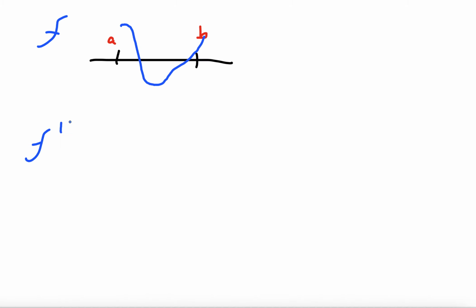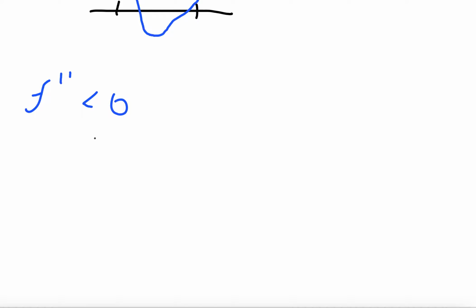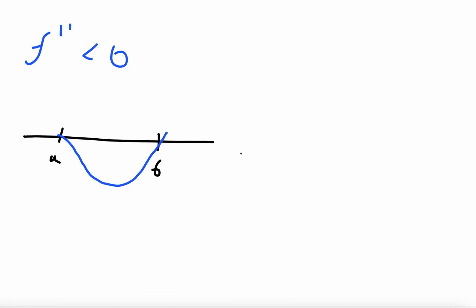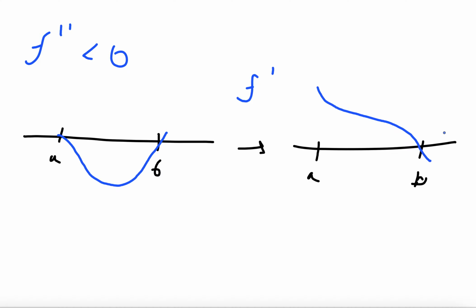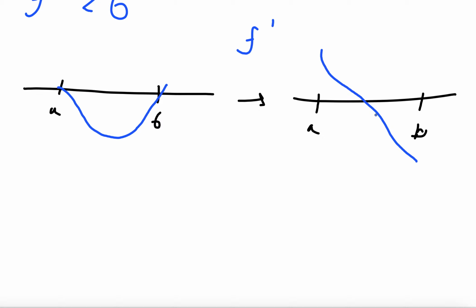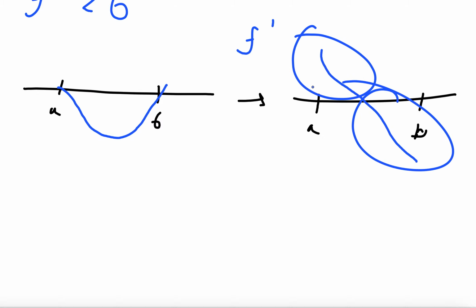Now, if f double prime is less than 0, what do we get? Well, if we graph that on that interval a to b, then if it's less than 0, we see something sort of like this. And when we reverse engineer that to f prime, we can see that since it's always negative, f prime is always decreasing, which means we can draw some decreasing behavior like this, or better, something like this. It's always decreasing. Now, that means that there are parts that are positive and parts that are negative.